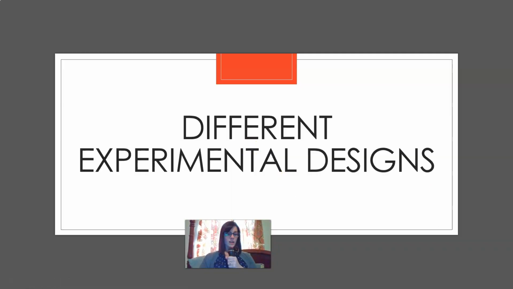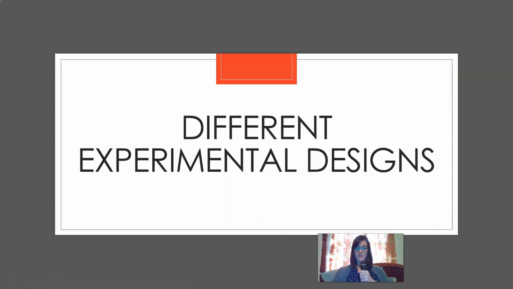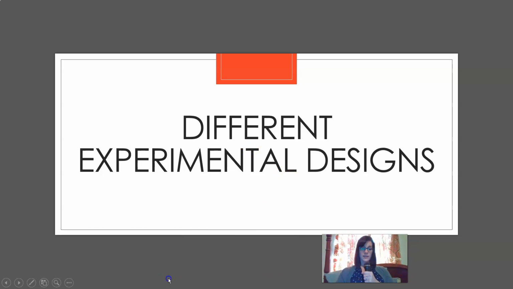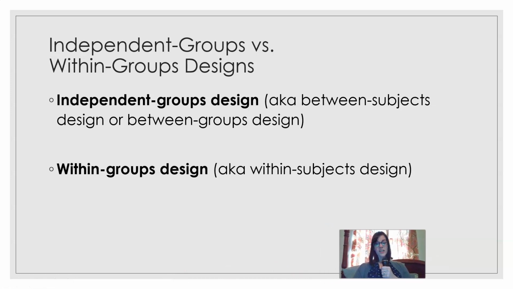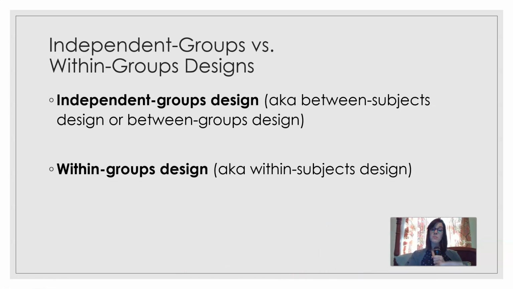So now let's talk about some different types of experimental designs. So in particular, when we talk about single factor experiments, probably the biggest difference between the two is, are we doing an independent groups design, more commonly referred to as a between subjects design or a between groups design, or are we doing what we call a within groups design or a within subjects design?